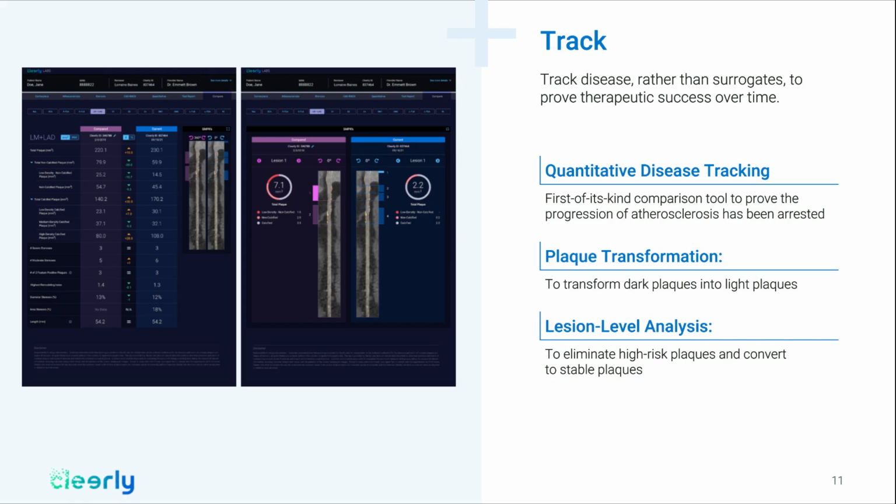Currently, CLEERLY is not insurance covered. It is FDA approved, and it does have a current price tag of $1,500. For those at risk, I believe this test is well worth the cost to determine if you truly have the risk that we think may be there.